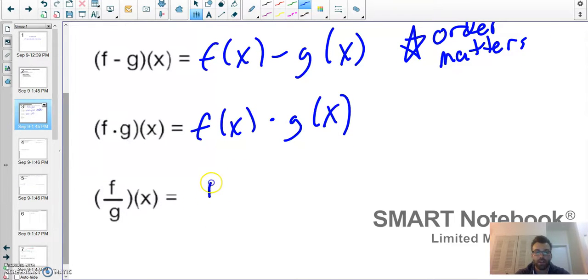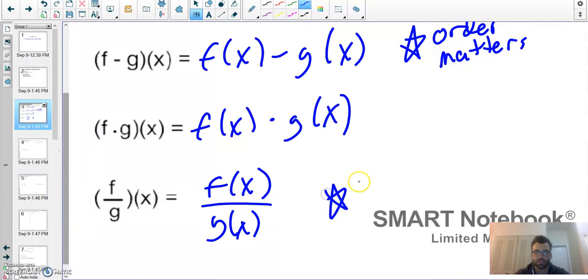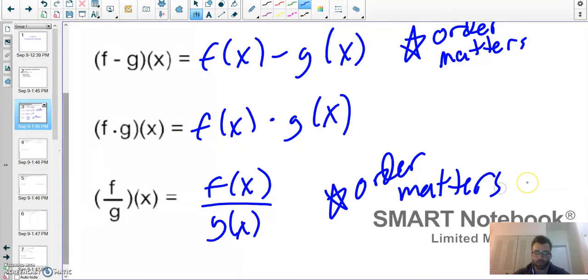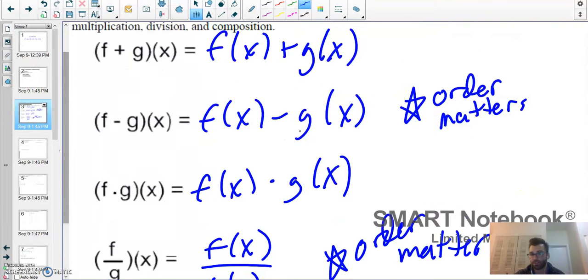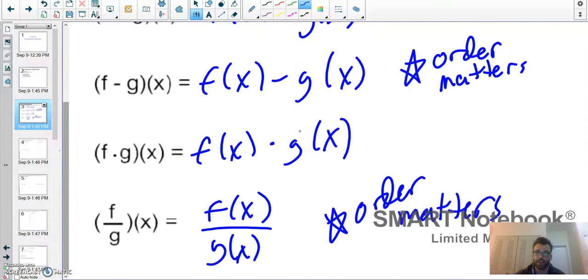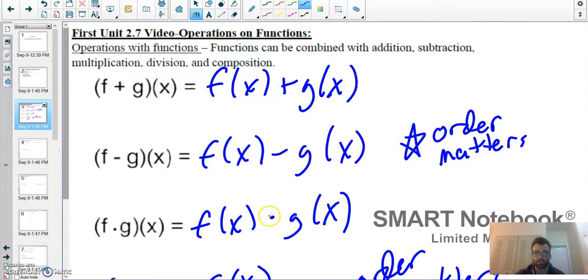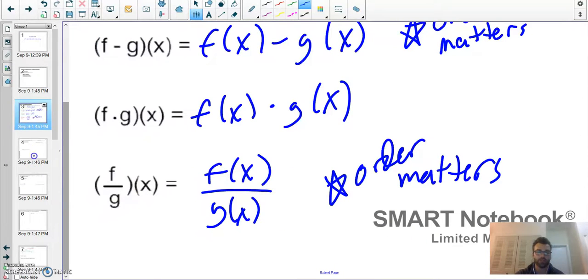And lastly, we have f of x divided by g of x. Just like with subtraction, order matters here too. Note that we are not multiplying any of these functions by x. We're adding, subtracting, multiplying, or dividing.